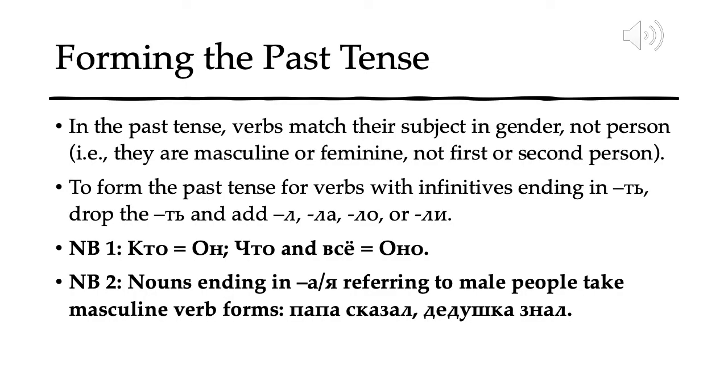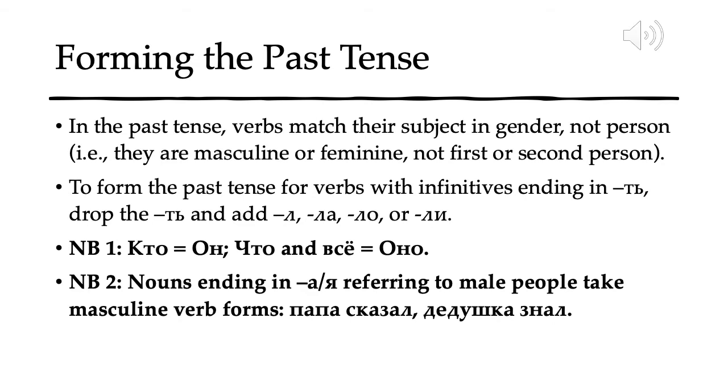As I'm sure you remember, forming the past tense in Russian is quite simple. In the past tense in Russian, verbs match their subject in gender, not person. So that means that they are masculine, feminine, neuter, or plural, not first, second, or third person. And forming the past tense is quite simple for most verbs. So if you have a verb with the infinitive ending in тьмягкийзнак, which is going to be almost all verbs, you just drop the тьмягкийзнак and add л for masculine, ла for feminine, ло for neuter, or ли for plural.